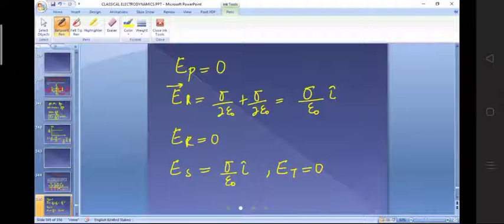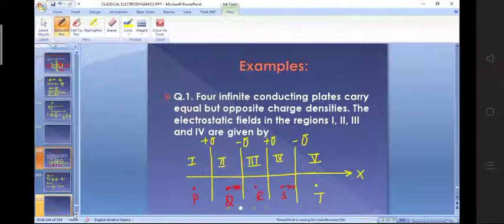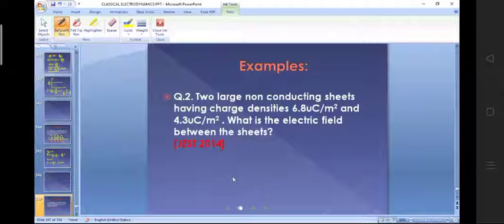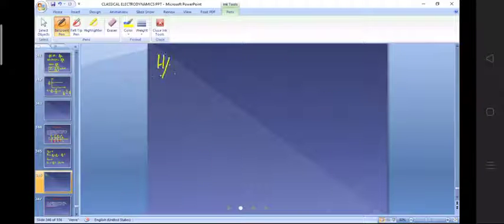Okay. So I'm sure you must have understood this example well. Then there's one more example, and that example has been asked in 2014, and it is ridiculously easy. Okay, so keep this in mind. That example is simply like this: there are two large non-conducting sheets. So here I will give you a home assignment, and I'm sure you will be able to do this.